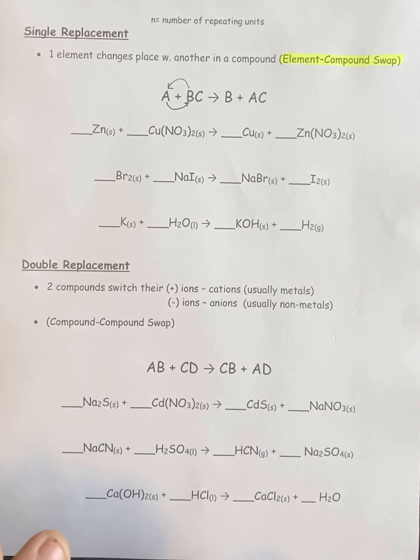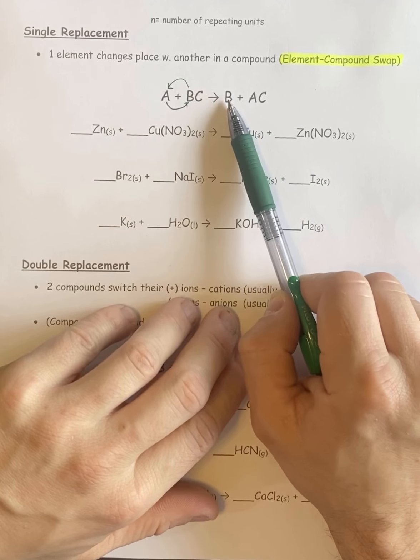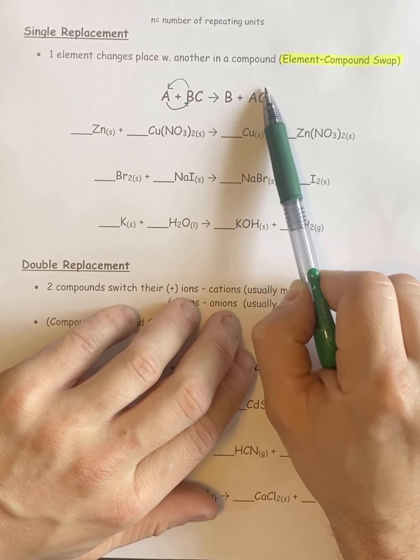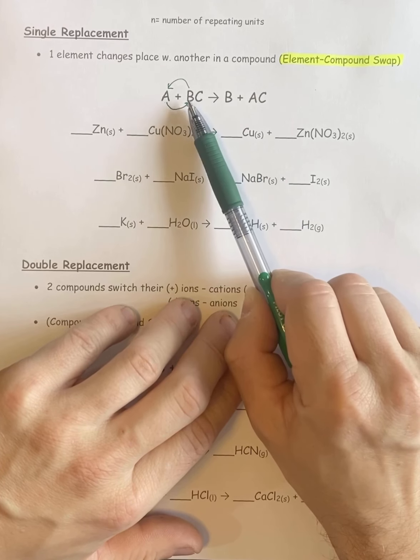Does it have to be A and B that trade? No, A and C can trade as well. It doesn't really matter. As long as you have an element trading places with a compound, you end up getting a new element and a new compound. So the example would be B alone is a new element because here it was part of a compound, and now AC is a new compound because it's different from BC.